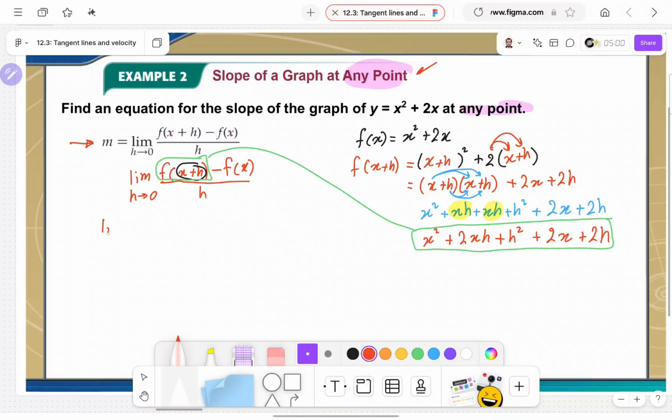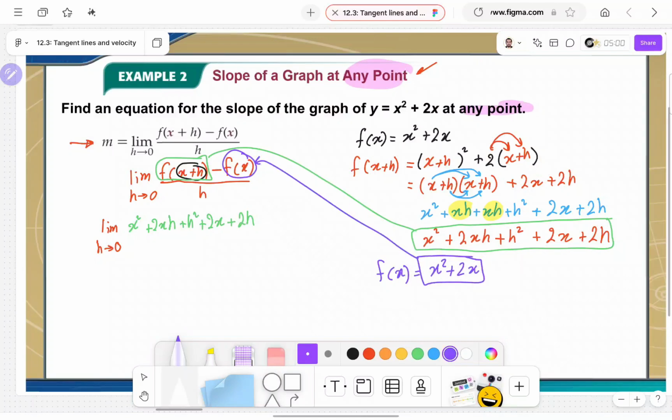It will be limit when h approaches 0, x squared plus 2xh plus h squared plus 2x plus 2h. Now I need to continue. I need to find now this term here. So this term is f of x. F of x is already x squared plus 2x, right? So I don't have to substitute or do anything. So the answer is already given to us.